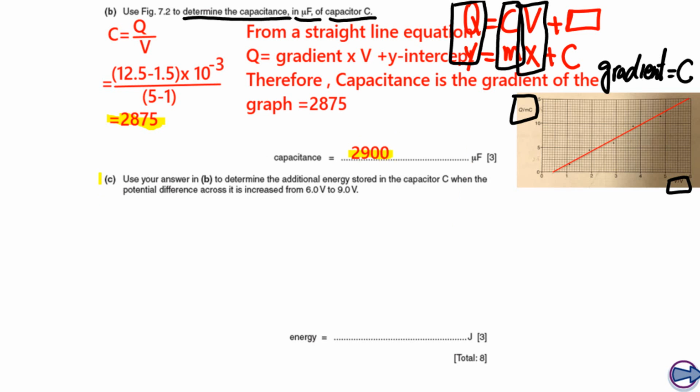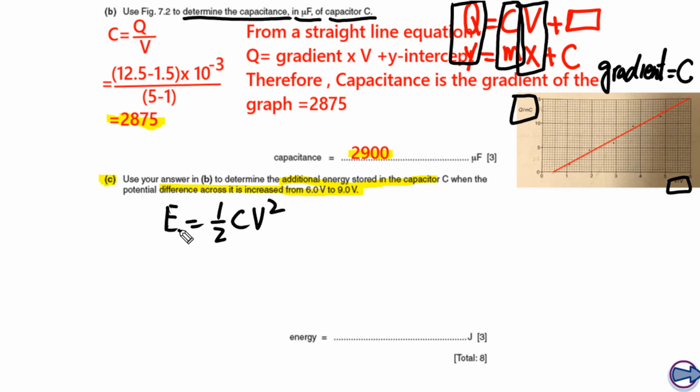Let's move on to the next question now, part C. For part C, we need to determine the additional energy stored in the capacitor when the potential difference is increased from 6 volts to 9 volts. So now we need to understand how to calculate energy stored in a capacitor. We simply calculate that E is equal to 1/2 CV square. The potential difference is given, and C we have already calculated.